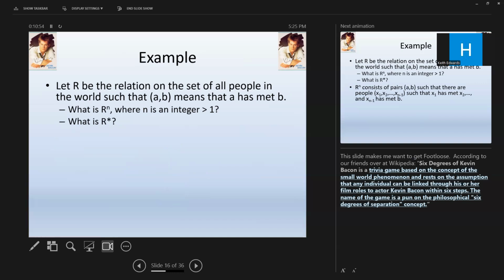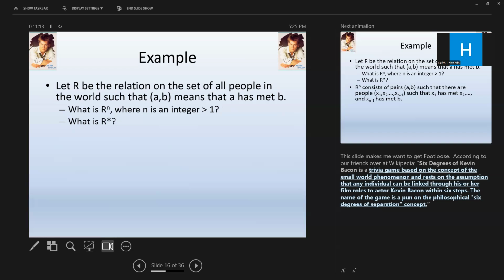Basically, you can link actors and actresses to Kevin Bacon with fewer than 6 steps, and that's called the 6 degrees of Kevin Bacon. So he's kind of at the center of that Hollywood graph. We get more into that in the social networks class.